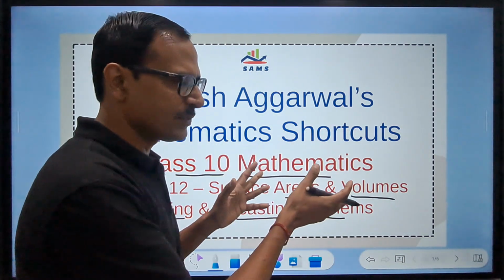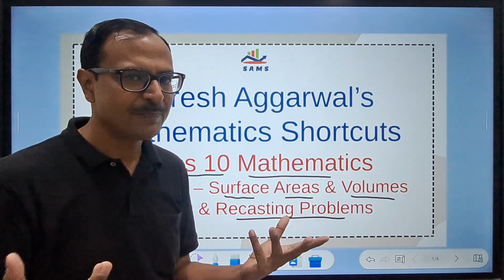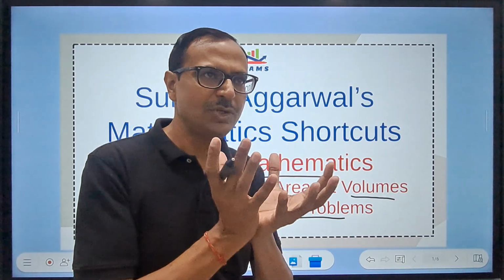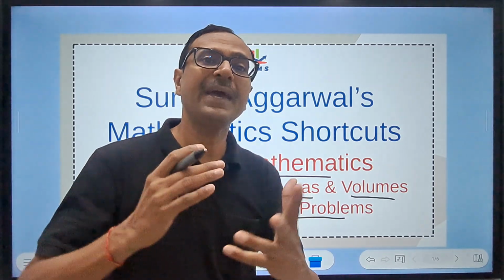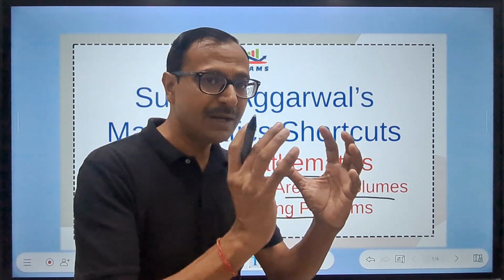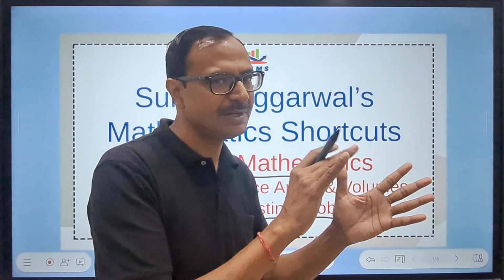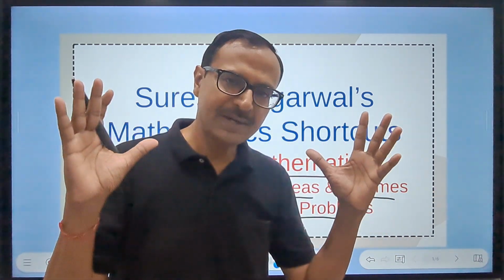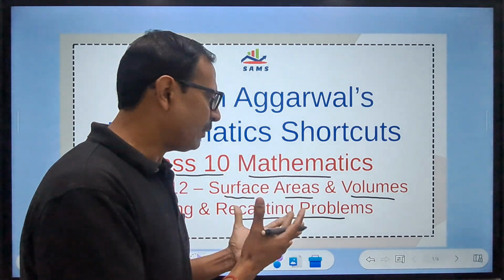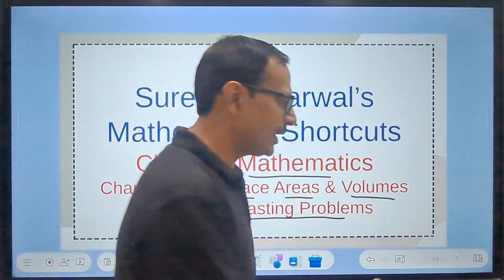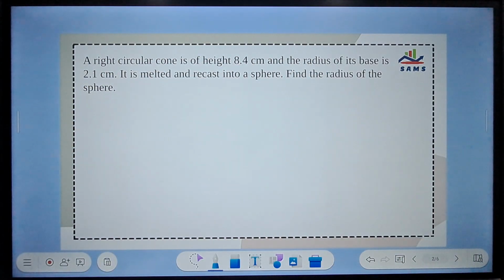This is also volumes. Melting and recasting type of problems are based on volumes. So if there is a solid which you are melting and the material obtained is being used to make another different solid, the material is going to remain the same, right? So the volume of material of the first and the second solid are the same, and that is why the type of question is important. So let's see the first question. How do we equate the volumes and get the unknown variable?